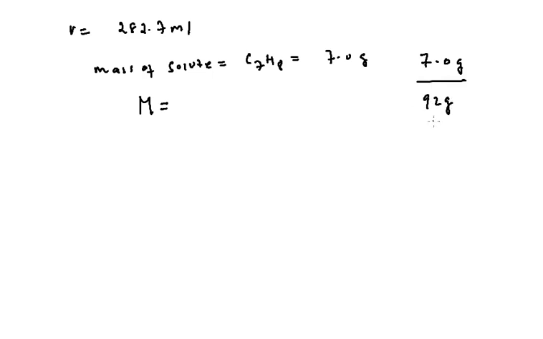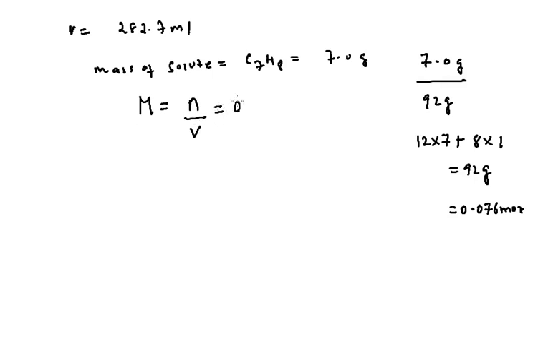For those of you wondering how we get 92: we multiply 12 by 7, because the subscript 7 tells you how many carbon atoms you have, plus 8 times 1. So 12 times 7 plus 8 times 1 gives you 92 grams. That's 1 mole of toluene. Now we divide 7 by 92, and we get about 0.076 mole. Molarity, again, is number of moles divided by volume of a solution, which is 0.076 mole divided by the volume of the solution.